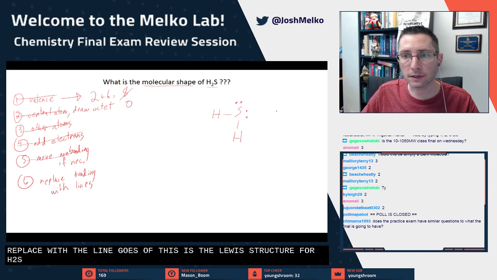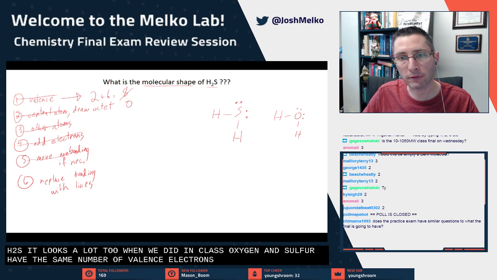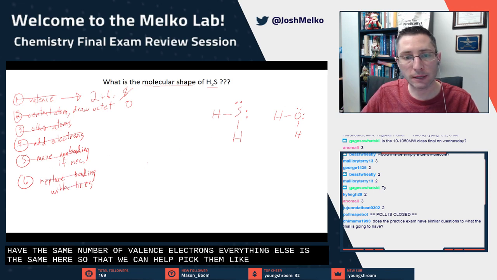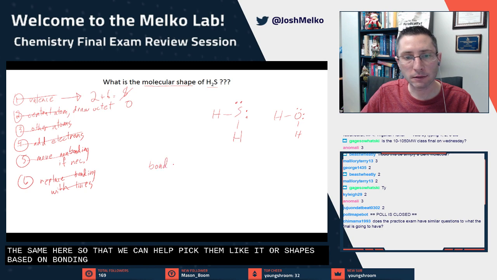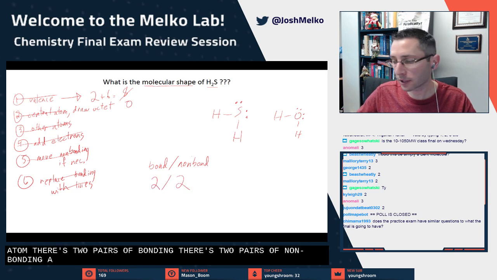Okay, it looks identical to one we did in class, and a more familiar example perhaps, water, H2O. Because oxygen and sulfur have the same number of valence electrons, everything else is the same. Okay, so that's our Lewis structure. We can now pick the molecular shapes based on bonding and non-bonding electrons around the central atom. There's 2 pairs of bonding, there's 2 pairs of non-bonding electrons.